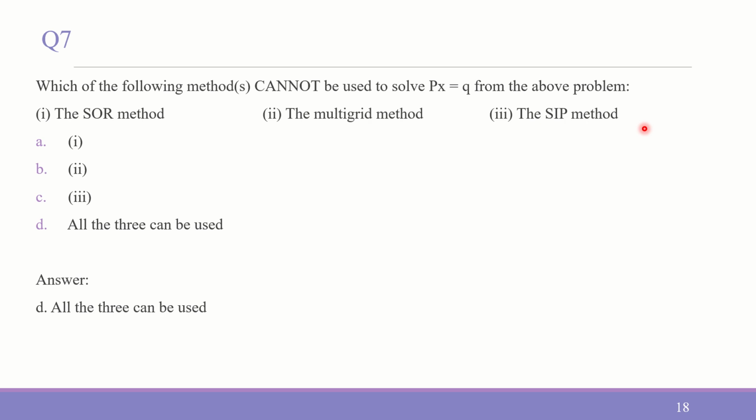So coming back, which of the following methods cannot be used? First one is the SOR method, second one the multigrid method, third one the SIP method. So all three methods can be used. So the answer is option D, that is all three can be used. So that is for question 7.